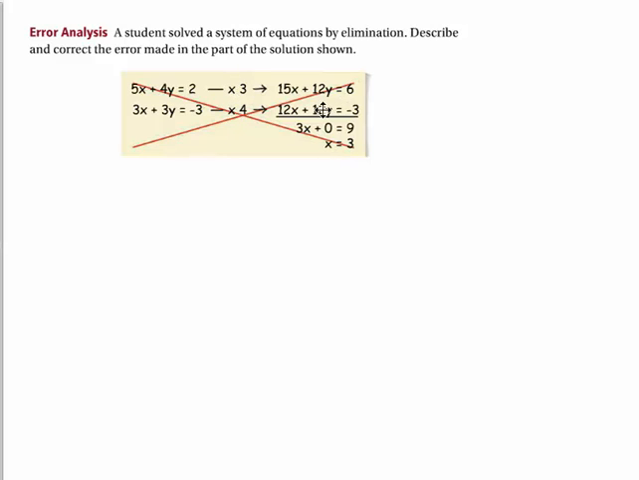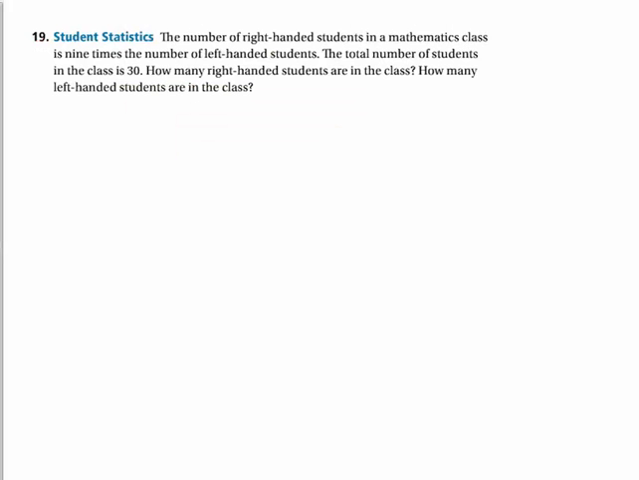One of them has to be negative so that we get a negative number. Okay? So let's try setting up some of these now that we kind of got a refresher on what our 3 solving methods are. Okay, so student statistics. The number of right-handed students in a mathematics class is 9 times the number of left-handed students. So if we read that sentence right there, we have that the number of right-handed students is 9 times the number of left-handed students.